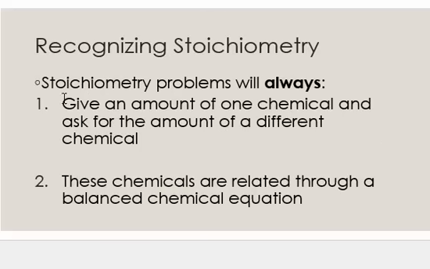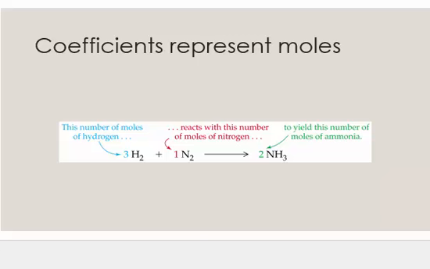A stoichiometry problem will always give an amount of one chemical and ask for the amount of a different chemical. These two chemicals are related through a balanced chemical equation. We will consider the coefficients of balanced chemical equations to represent moles rather than molecules or formula units.